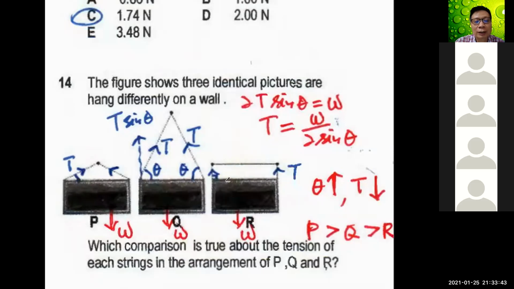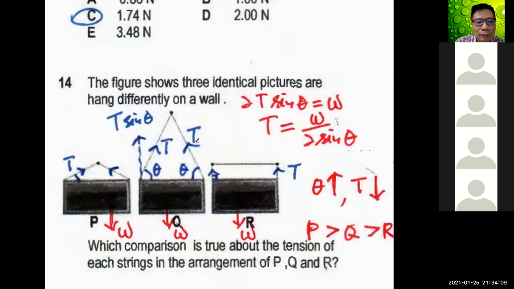So the best way to hang pictures, don't be surprised, actually is R. You hang the picture this way, so the string will last a long time. It won't break. The best way actually is R, because the tension here is very little, very small tension.